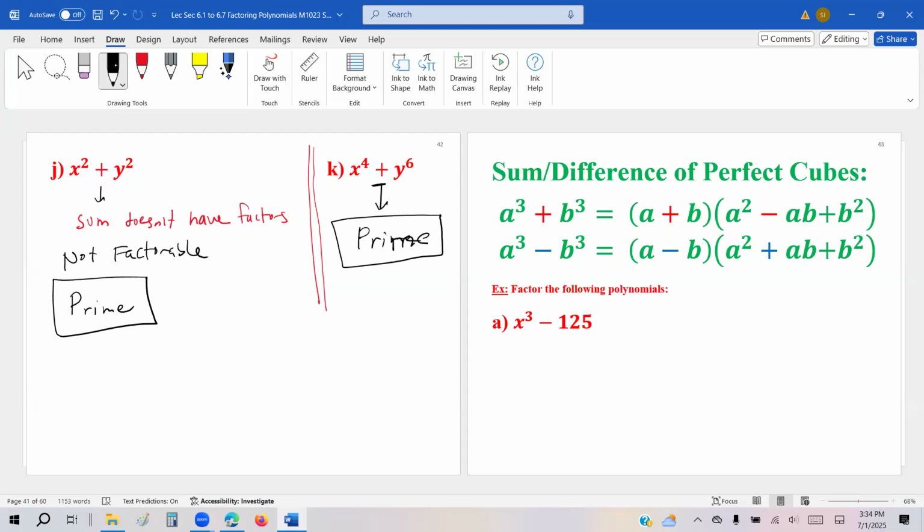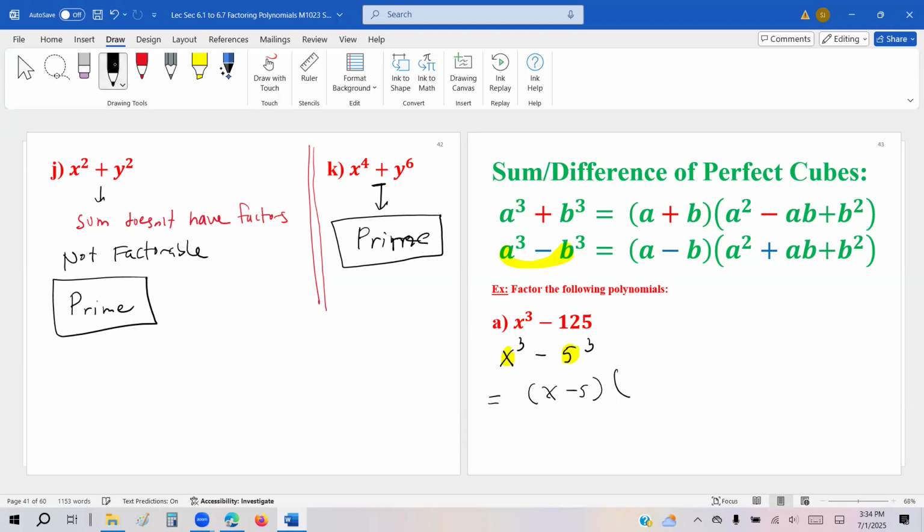For example, x cubed minus 125. So we already see x cubed is a perfect cube. How about 125? Can you think of a number that if you multiply 3 times, turns into 125? 5. So this is x cubed minus 5 cubed. So these are our bases. And it's minus, so we are going to use this formula. The formula says subtract them. So x minus 5.